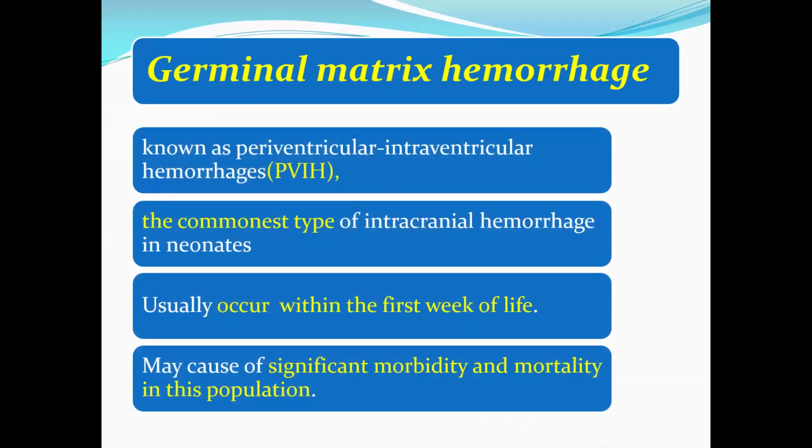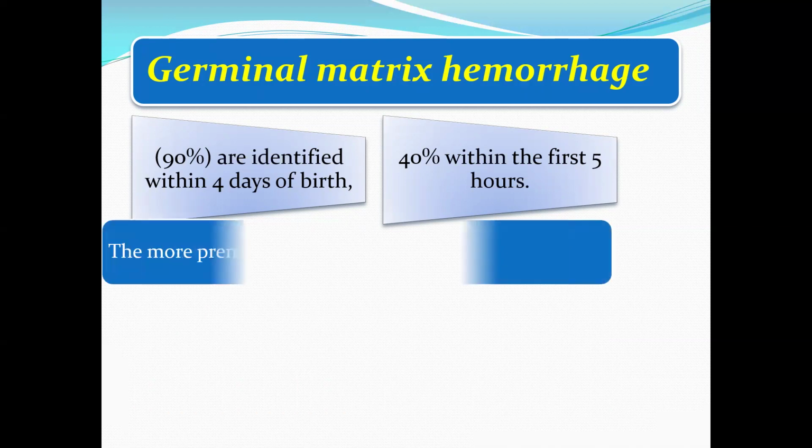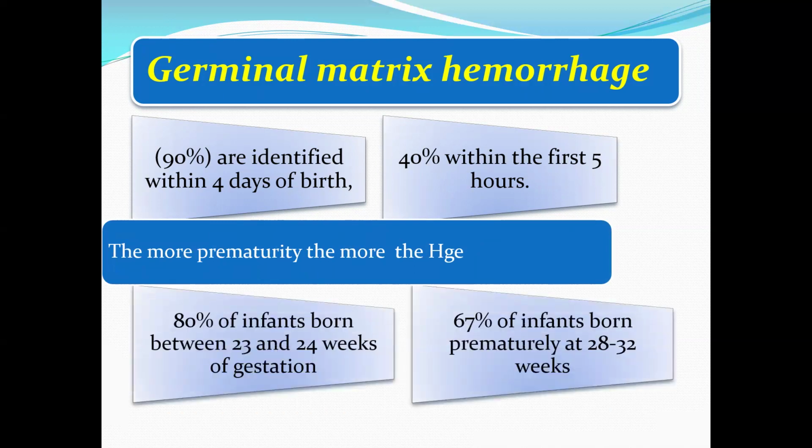Let's start. Germinal matrix hemorrhage, known as periventricular intraventricular hemorrhage, is the commonest type of intracranial hemorrhage in neonates, and usually occurs within the first week of life, and may cause significant morbidity and mortality in this population. 90% of germinal matrix hemorrhages are identified within 4 days of birth, and 40% within the first 5 hours. The more the prematurity, the more the hemorrhage. 80% of infants born between 23 and 24 weeks develop germinal matrix hemorrhage, and 67% of infants born between 28 and 32 weeks develop germinal matrix hemorrhage.